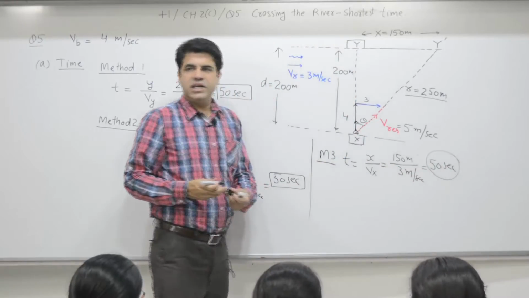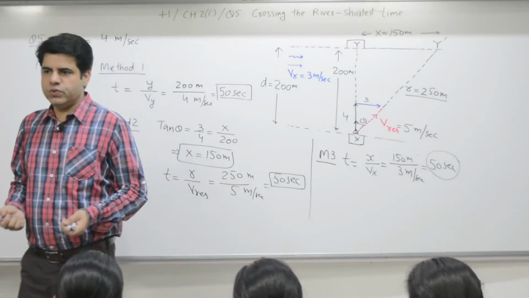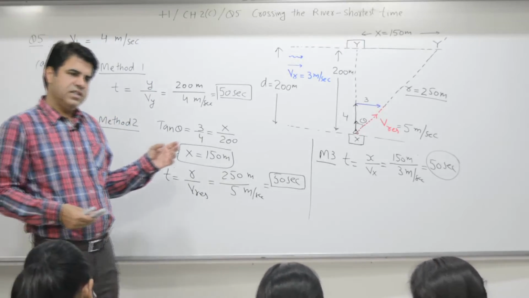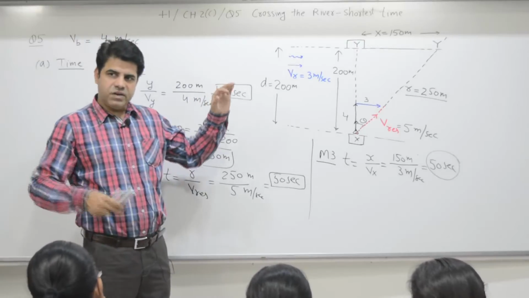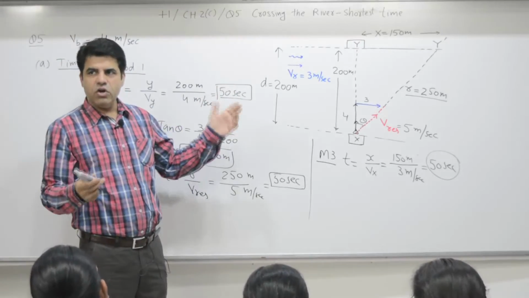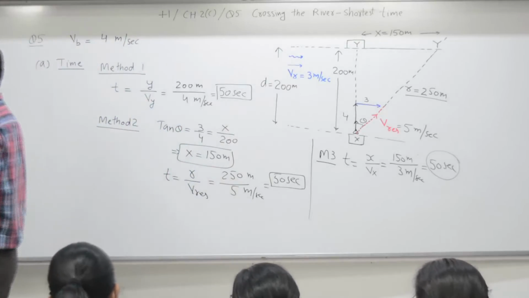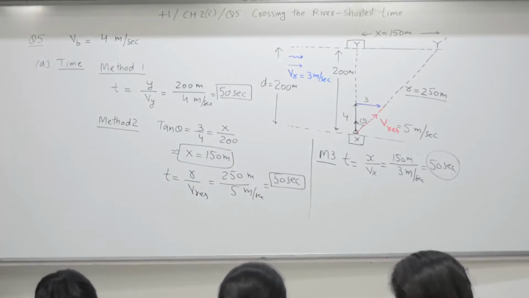In competition, what data is given to me? I don't know. But in all the cases, the answer is x divided by vx, y divided by vy, or total distance covered divided by velocity along that direction. Time with you is 3 minutes completed.